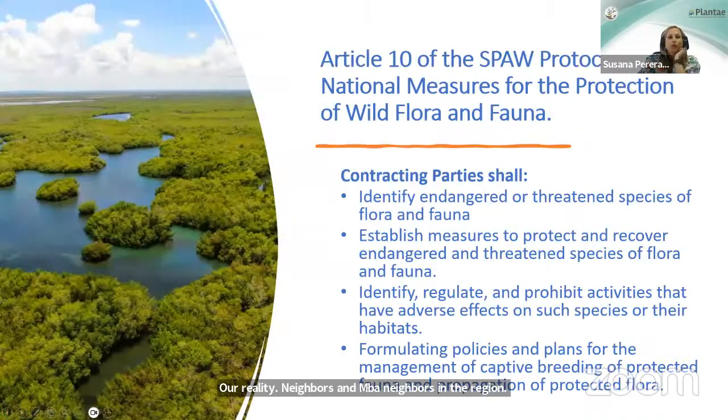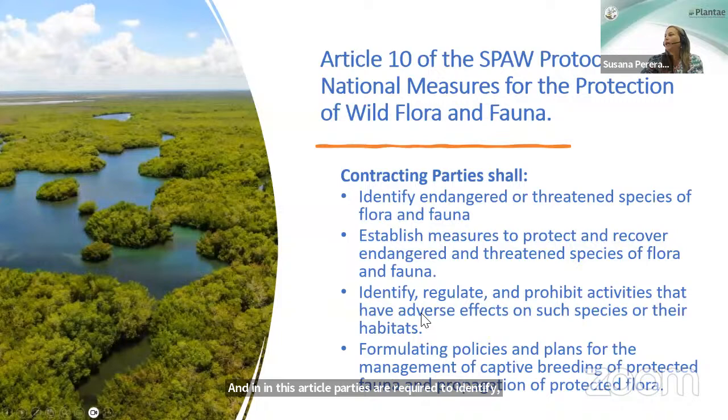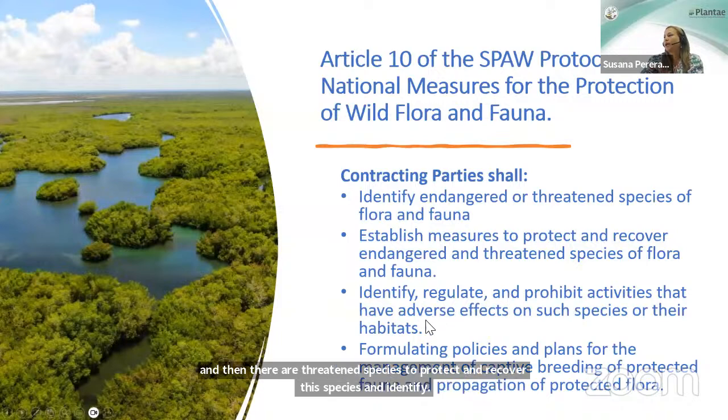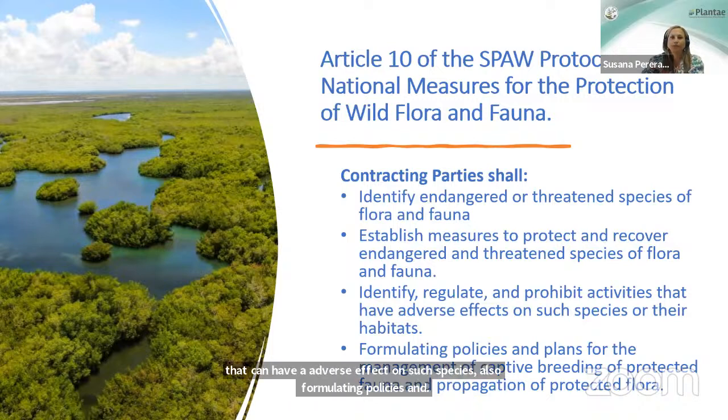So considering the topic of this webinar, I would like to highlight two articles of the SPAW protocol. Article 10 is directed to the establishment of national measures for the protection of wild flora and fauna. In this article, parties are required to identify endangered or threatened species, establish measures to protect and recover these species, and identify, regulate, and prohibit activities that can have an adverse effect on such species. Also formulating policies and plans for the management of these populations.